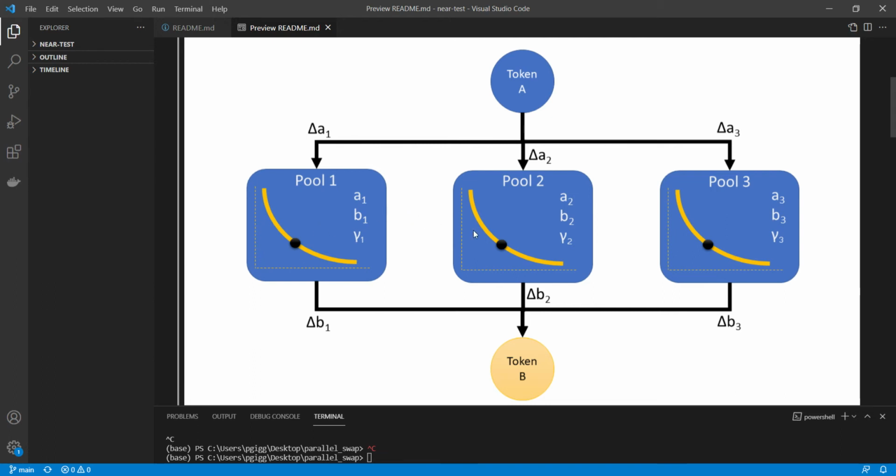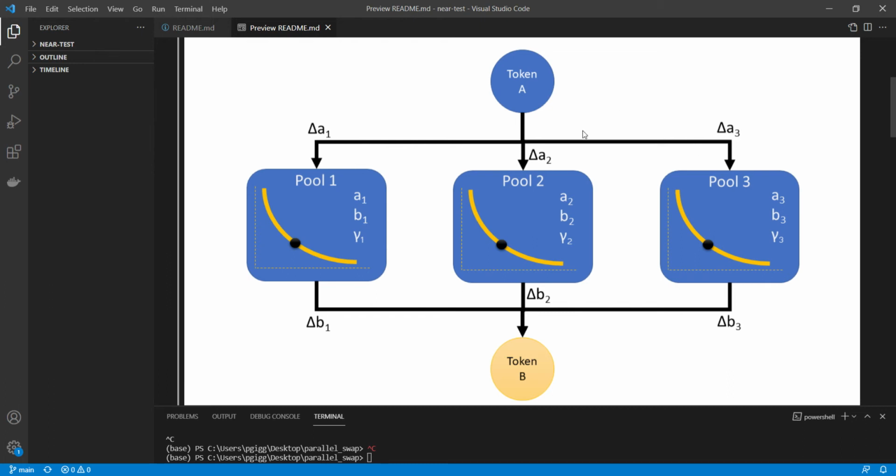And so the interesting thing is, how can you trade token A in such that you allocate a certain amount of that token A to each of these pools, so that you get the maximum amount of token B out? So that's the basic problem, trying to maximize the amount of token B we get out if you split in a single transaction across these multiple pools and go in parallel.